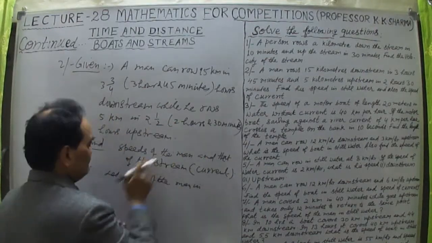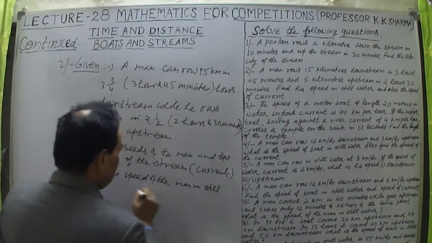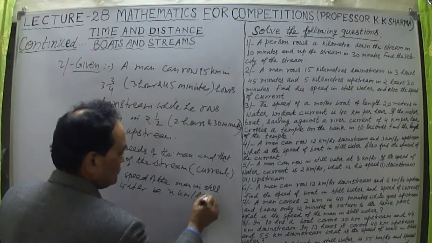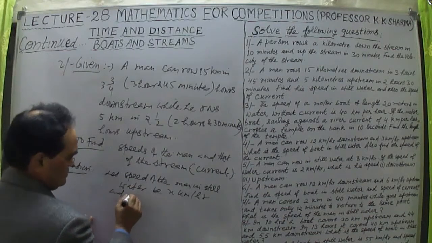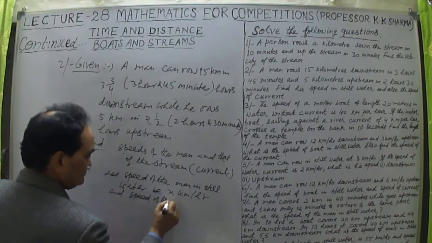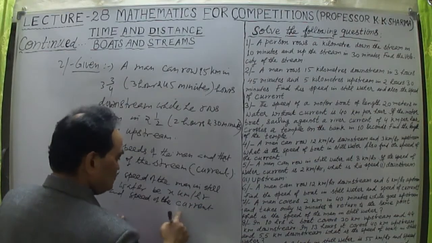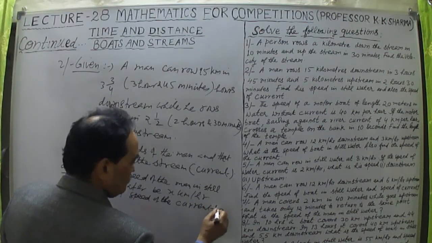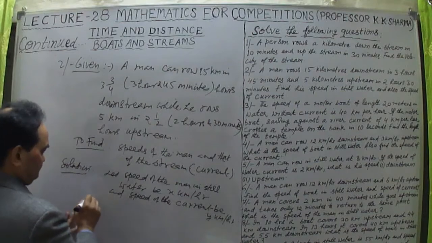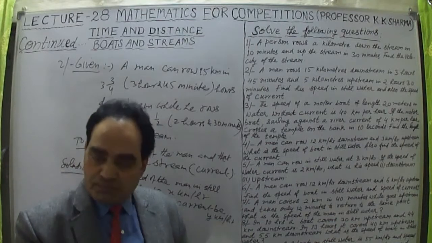Here I am writing: let the speed of the man in still water be x kilometers per hour, and the speed of the stream, the current, be y kilometers per hour. Then it moves 15 kilometers per hour, we have to find out.